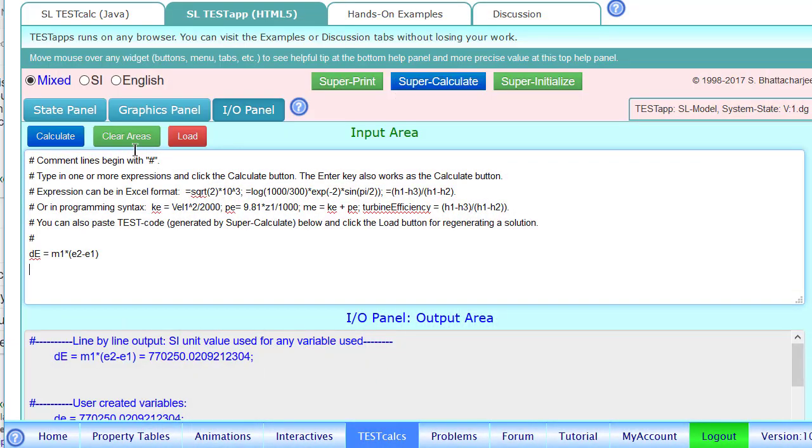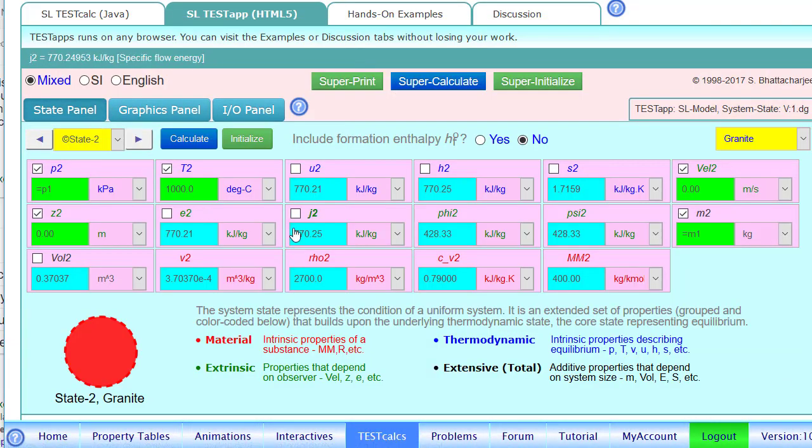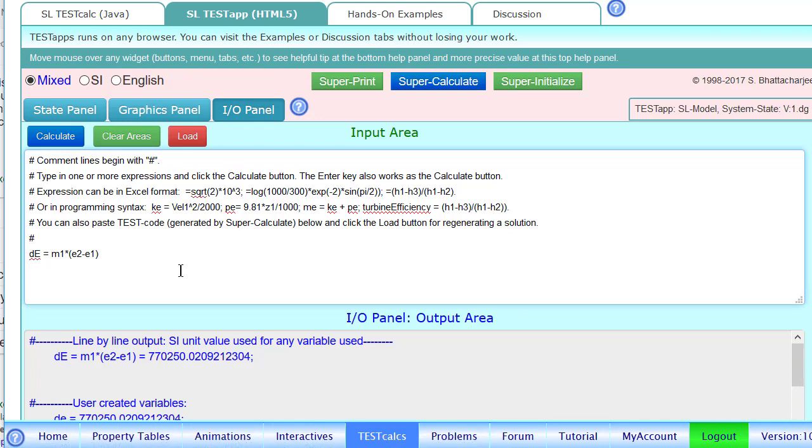All right, and then the next question is asking for the change in internal energy, which is U. And again, it gives us little u in the state panel in kilojoules per kilogram. But again, we want it in kilojoules. So I'm going to arbitrarily choose DU equals, again, times mass, and then U2 minus U1. Enter or calculate, and we get 770,250 kilojoules again. This is the same as DE because there was no change in kinetic or potential energy in the problem.